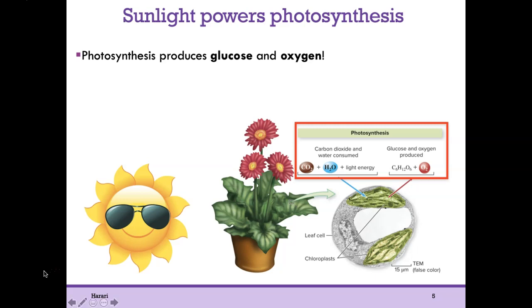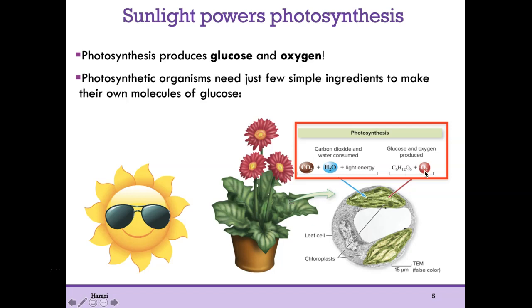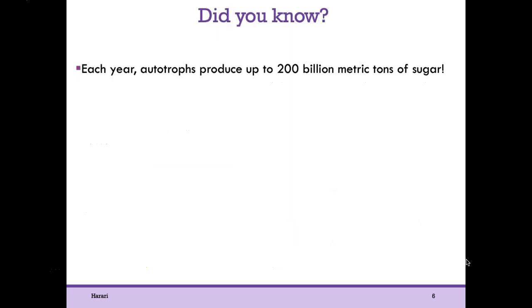So we said that sunlight powers photosynthesis, and photosynthesis will produce glucose and oxygen for us. So plants are pretty easy to grow because all you need to do is give them enough carbon dioxide, water, and light, and they will produce glucose, C6H12O6, and oxygen. So with these three ingredients, we can grow a plant. So how can plants do so much with such simple raw materials? Photosynthesis is an incredibly efficient process.